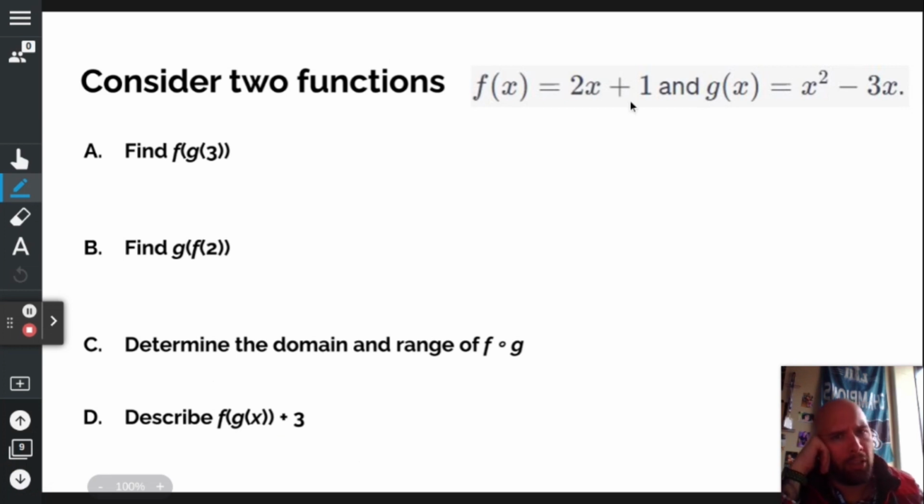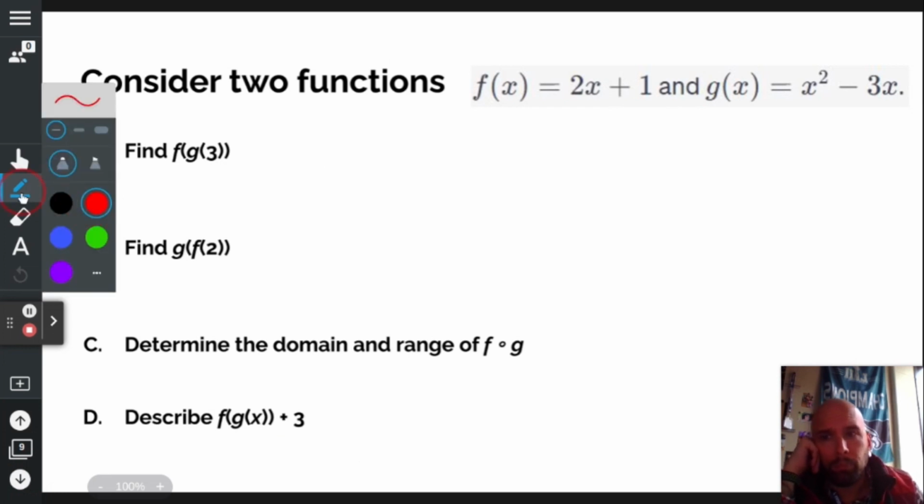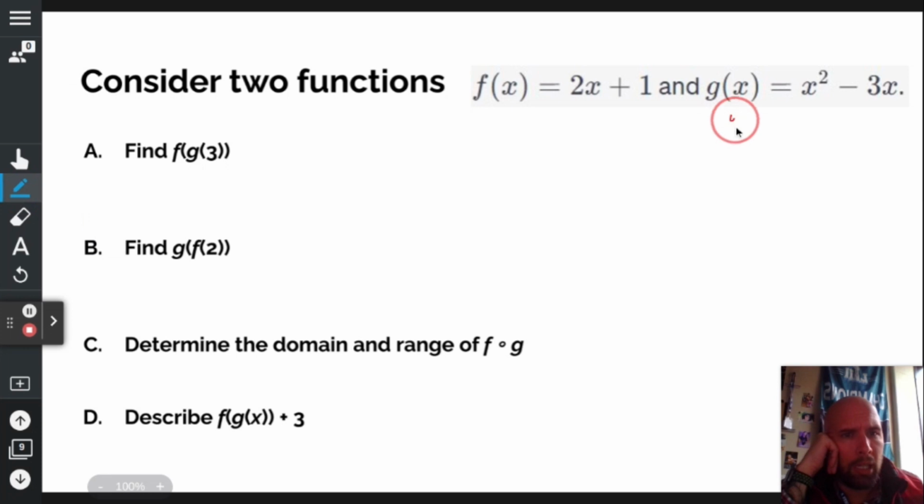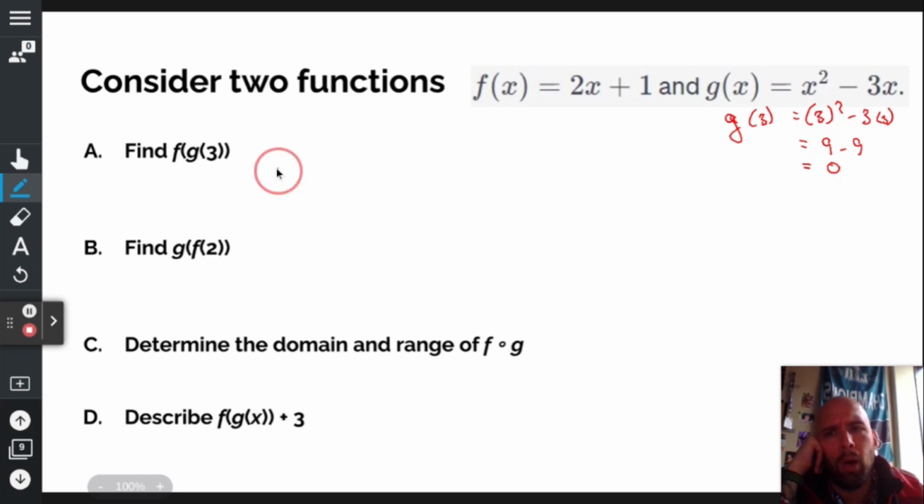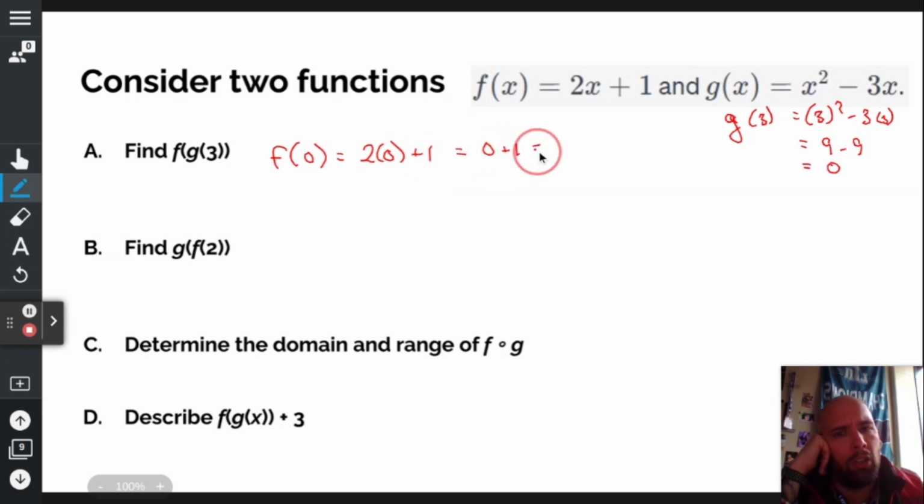Consider the two functions, f of x and g of x. Find f of g of 3. All right, so g of 3. That's supposed to be a g. g of 3 is going to be 3 squared minus 3 times 3, which is 9 minus 9, which is 0. So f of g of 3 is f of 0. f of 0 is going to be 2 times 0 plus 1, which is 0 plus 1, which is 1.